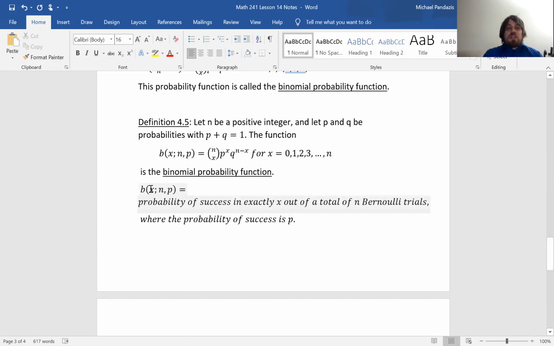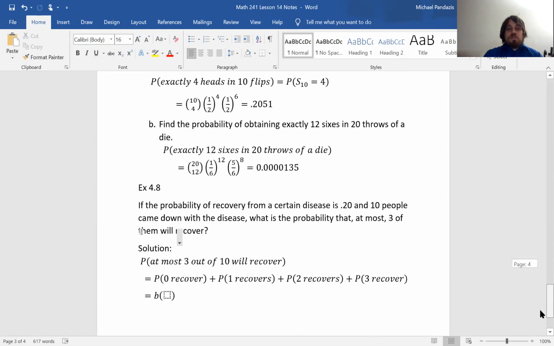This thing has 3 letters in it: x, n, and p. It's B of x semicolon n comma p. This is the probability of success in exactly x out of a total of n Bernoulli trials, where the probability of success is p. So there are 3 values you need in order to find the value of this function. It has 3 inputs and 1 output. The inputs are x, n, and p, and the output is a value, a number.